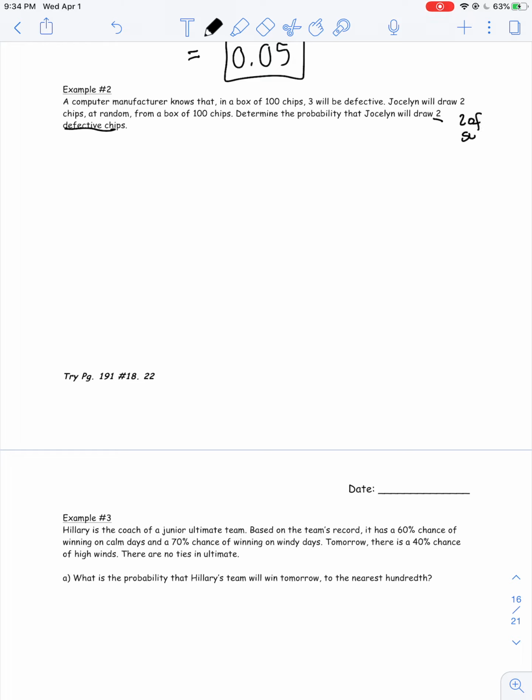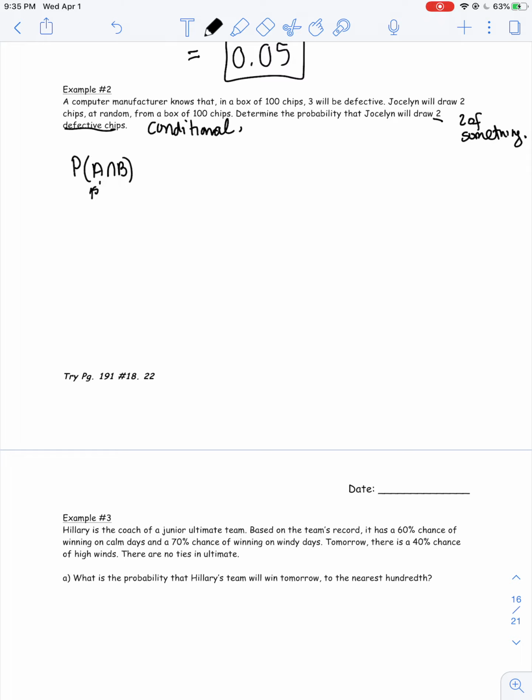Whenever they want 2 of something, it's always going to be this kind of conditional probability. So that's like a little hint. If they ever want 2 of something, you're assuming you're taking one out and then you're going back and taking another one right after it out. So they want the probability of A and B.